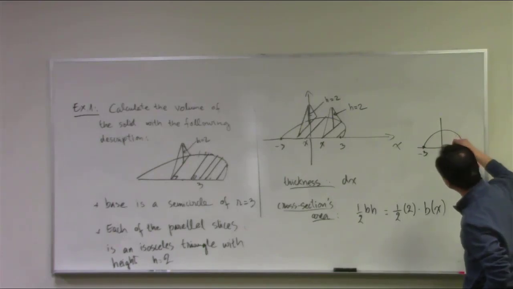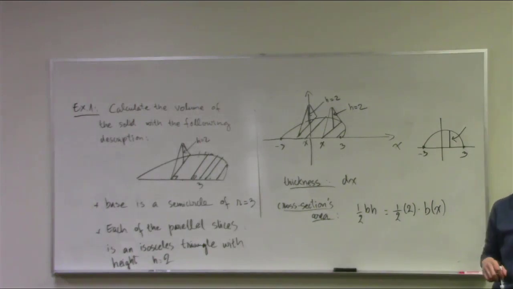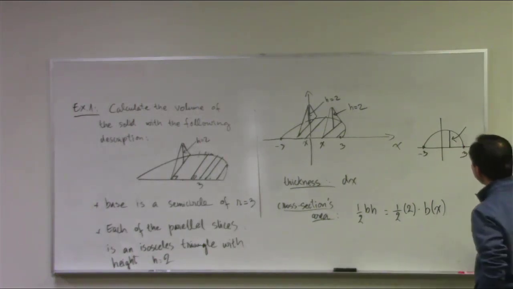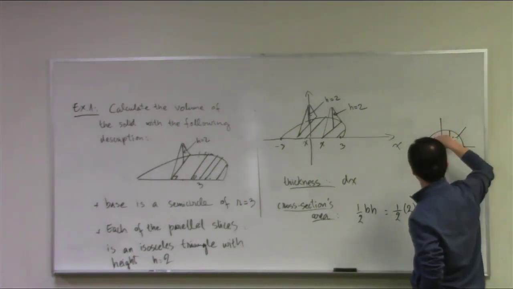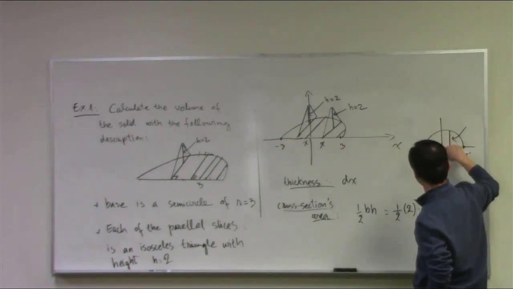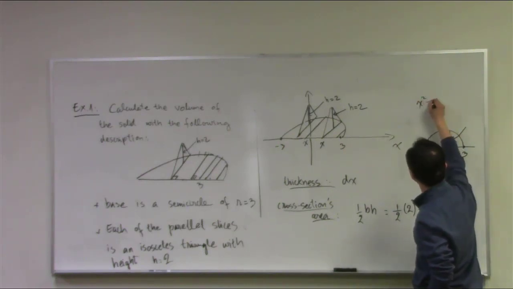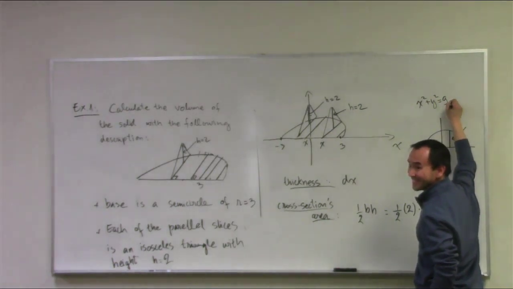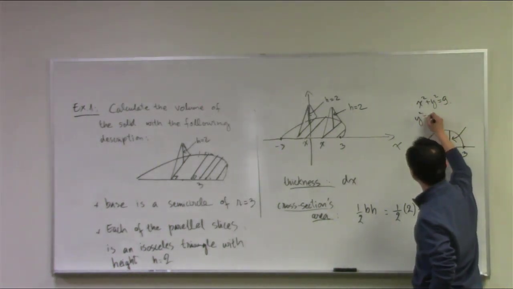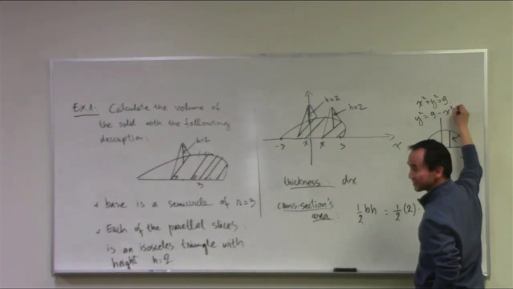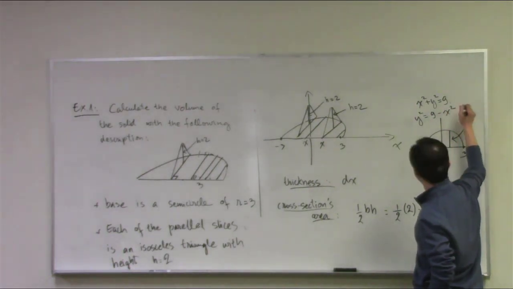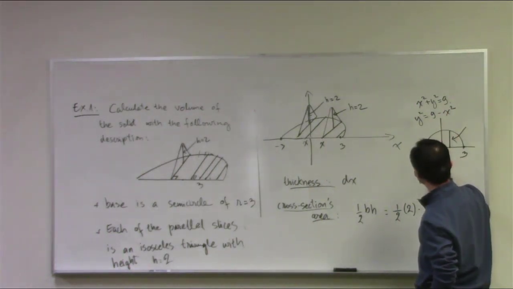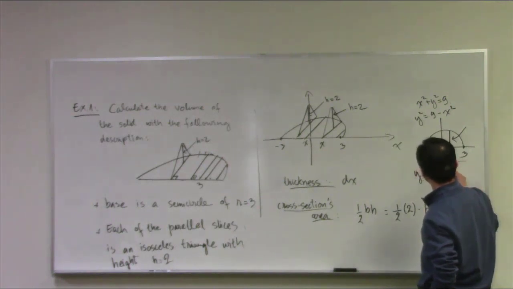But think about each of the slices having to look like this. So how do I determine the height, how do I determine that length? Any circle with radius 3 and center at 0 is famously x squared plus y squared equals 9. You guys remember? And so that means y squared equals 9 minus x squared. Follow it along? And that means y equals two choices, plus and minus the square root of 9 minus x squared.